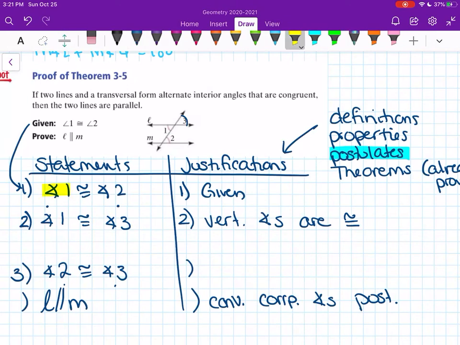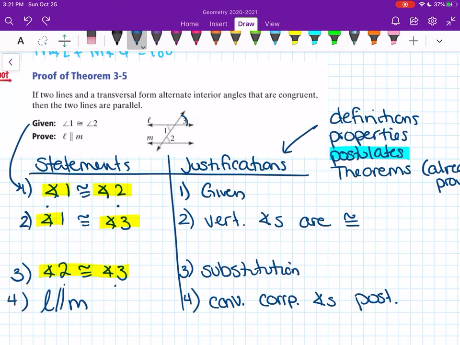Then, from there, I have my good old friend substitution. If angle 1 is congruent to angle 2, and angle 1 is congruent to angle 3, then 2 and 3 have to be congruent. So for that step, step 3, I would say substitution.